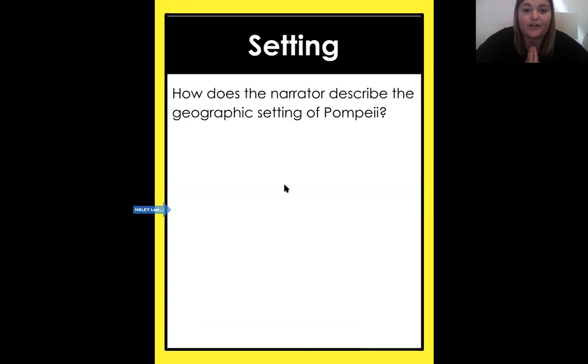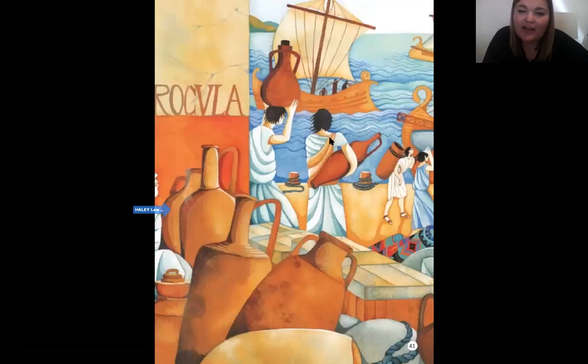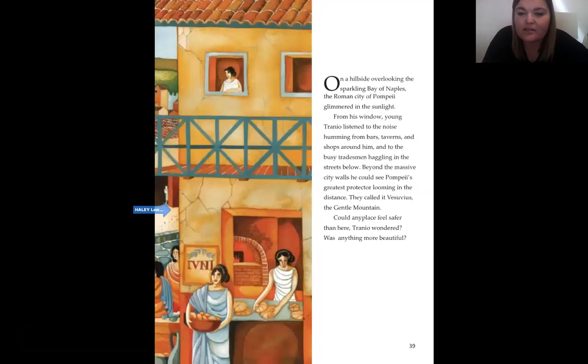We're done for today, fourth graders. So let's look back. How does the narrator describe the geographic setting of Pompeii? So we kind of already talked about it a little bit. So where is this story taking place? Where is Pompeii?